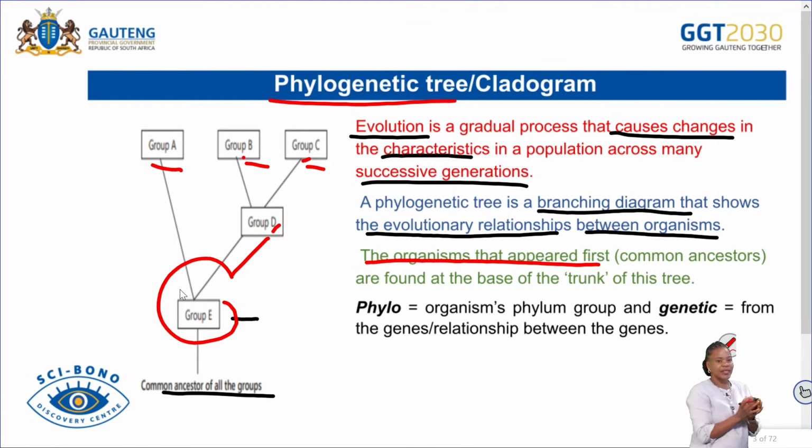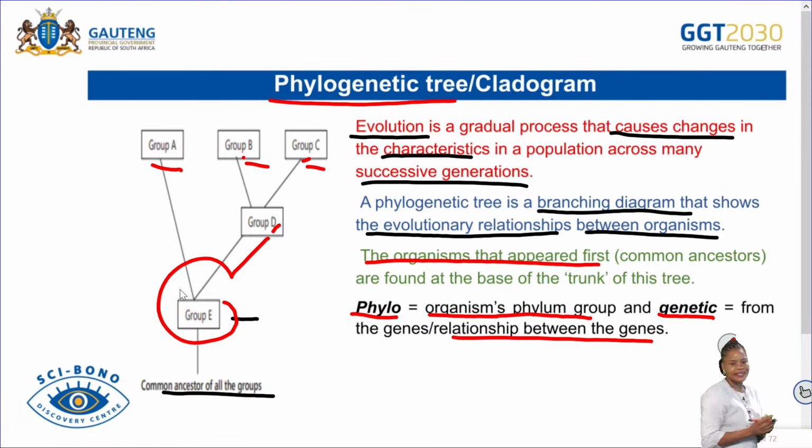Now, let us break down the terminology, which is phylogenetic tree. Phylum means organisms, a group. And then genetic means the genes or the relationship between the genes. So this is how phylogenetic has been broken down, with phylum meaning the organisms, a group, and then genetic, which means the genes or the relationship between the organisms.